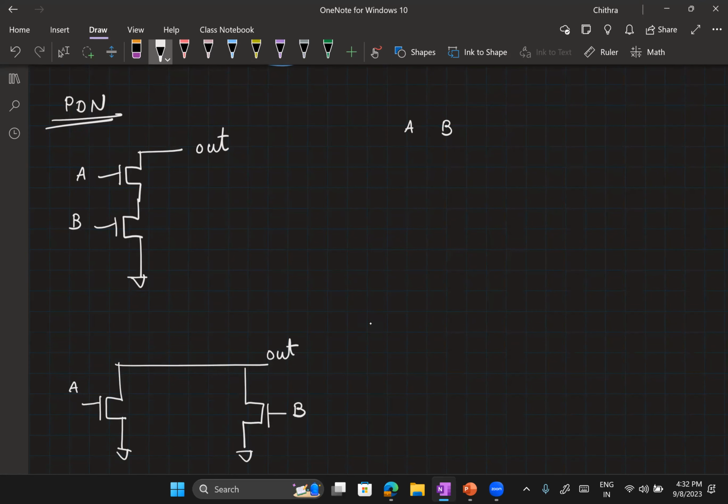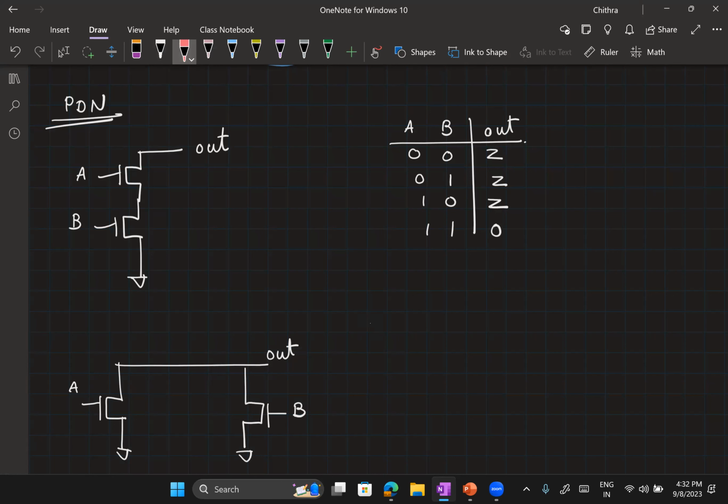You have A, B, and then an output 0, 0, 0, 1, 1, 0, 1. What is the truth table? Both of them are 0. What is the output? High impedance. Right? So, second case. This is also high impedance, and finally, 0.